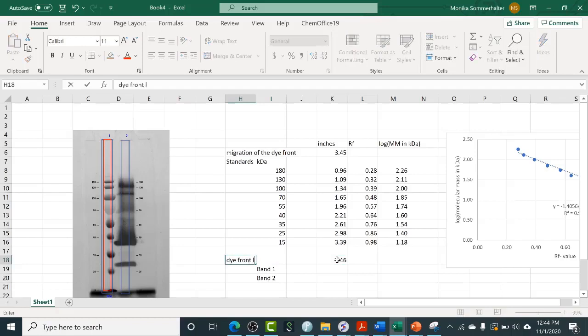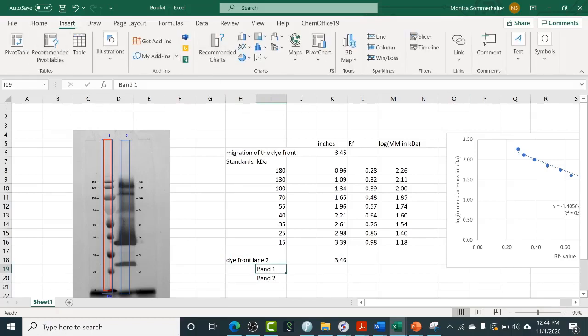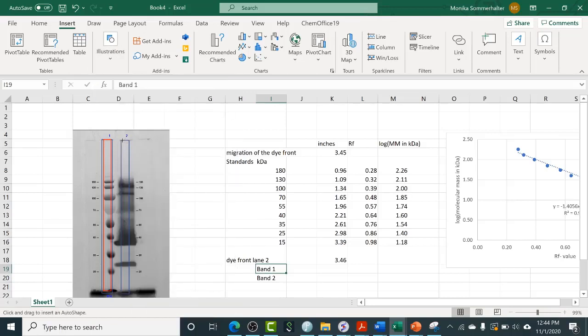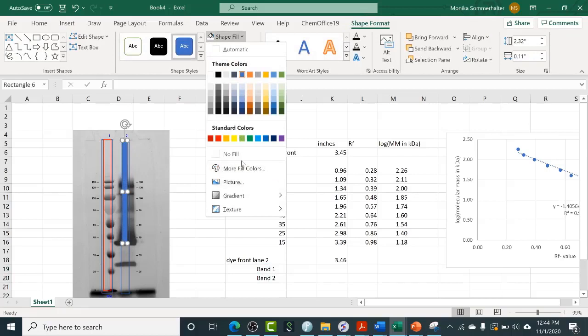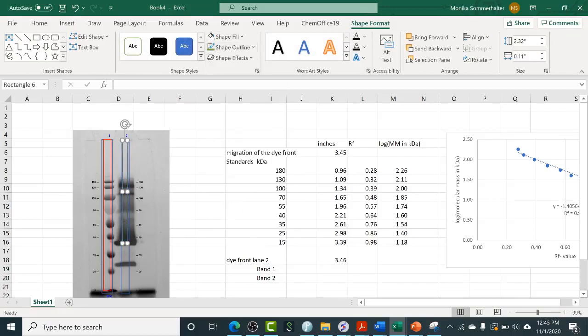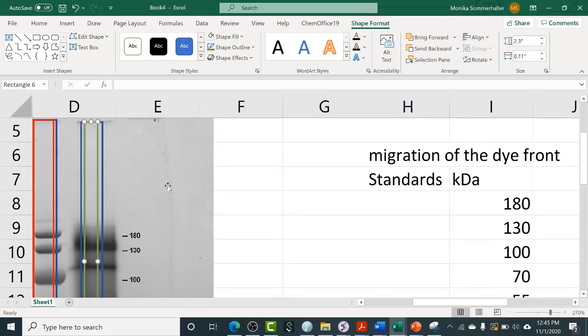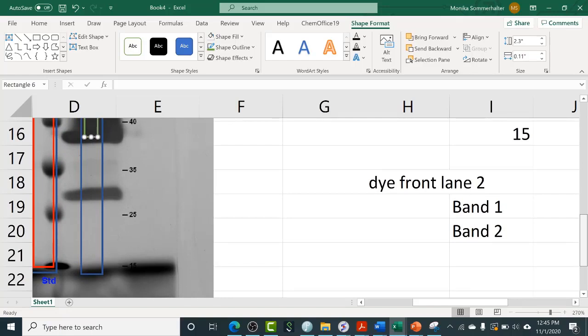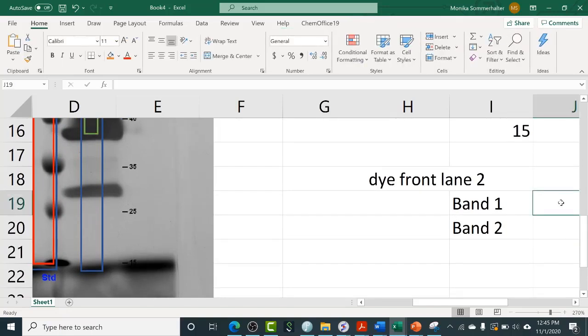So die front, lane 2, and the individual bands. I'm going to color code the wrong direction. So this would be the start of the lane. And I think I hit the middle. It's 2.3 inches.